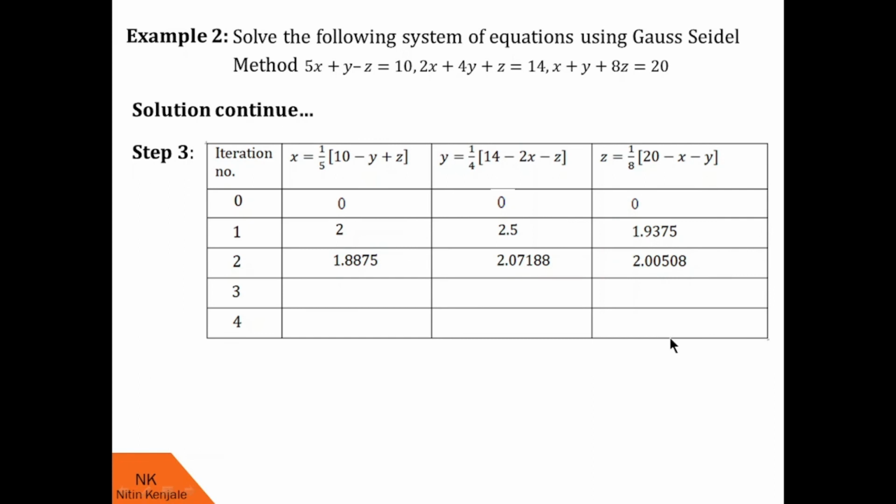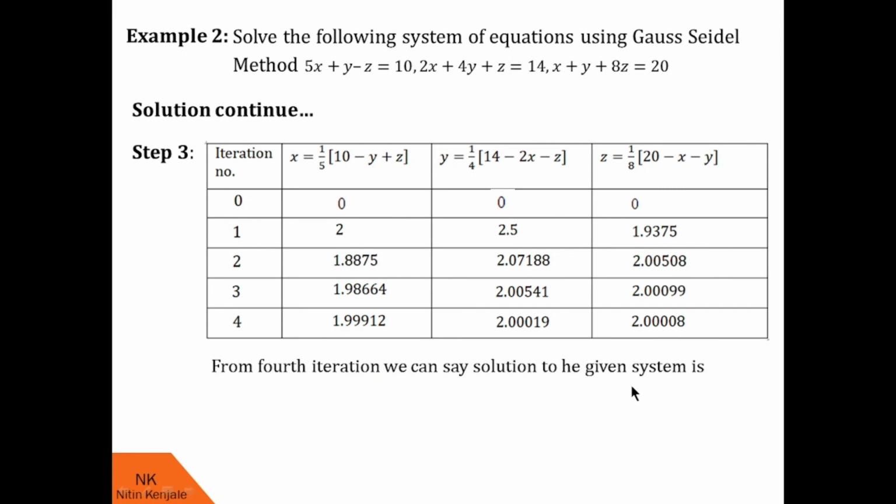Guys, by this time, I hope you understood how to substitute values of x, y and z to find out updated values for x, y and z. So these are those next values in iteration number 3 and 4. I stopped taking iterations after iteration number 4 because I see solutions in iteration number 3 and 4 are matching up to 2 decimal places.